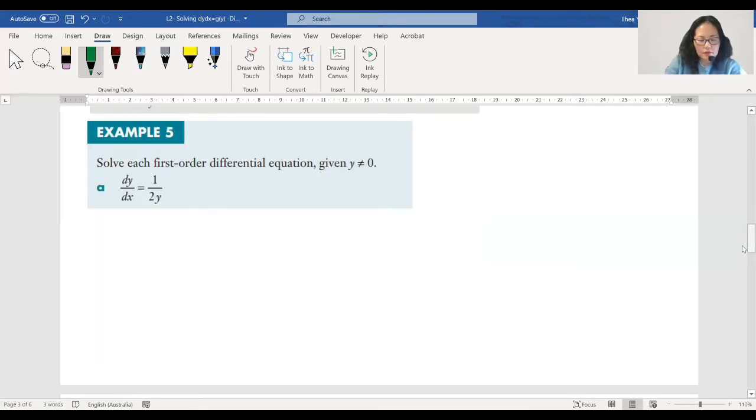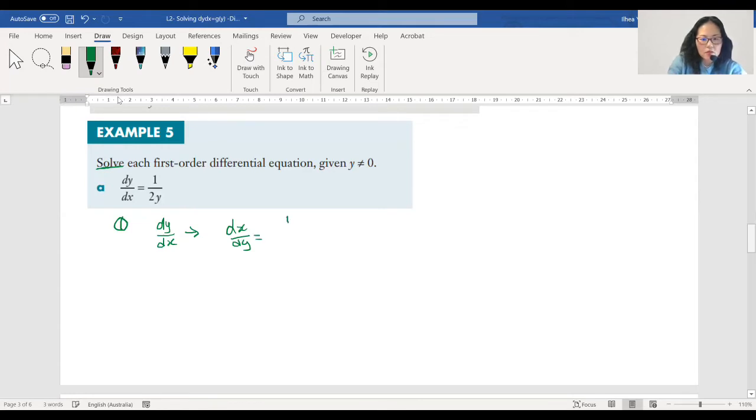Do it, solve. Remember, the word solve means we need to change it to the original function here, which is y equals. Okay? Now, the first thing we need to do here is go from dy/dx and change it into dx/dy. Otherwise, we won't be able to integrate in terms of y. Okay? So I'm going to change that.